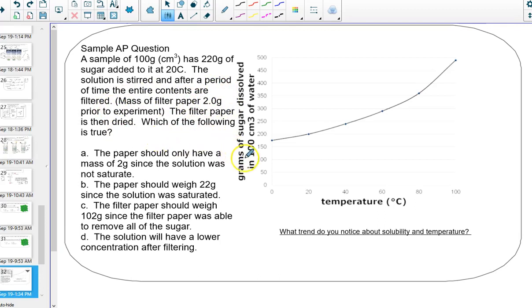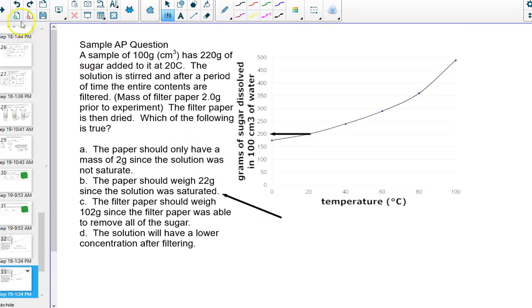At 20 degrees, you should note, and you should be trying this on your own, if in class we will, you can take 200. So technically, this thing is only going to be able to hold 200. So 20 would not be able to be dissolved, and therefore, I believe the answer is the paper should weigh 22 grams since the solution was saturated. So 20 is from the mass of the solid, and 2 is from the actual filter paper. I believe that would be what it is.